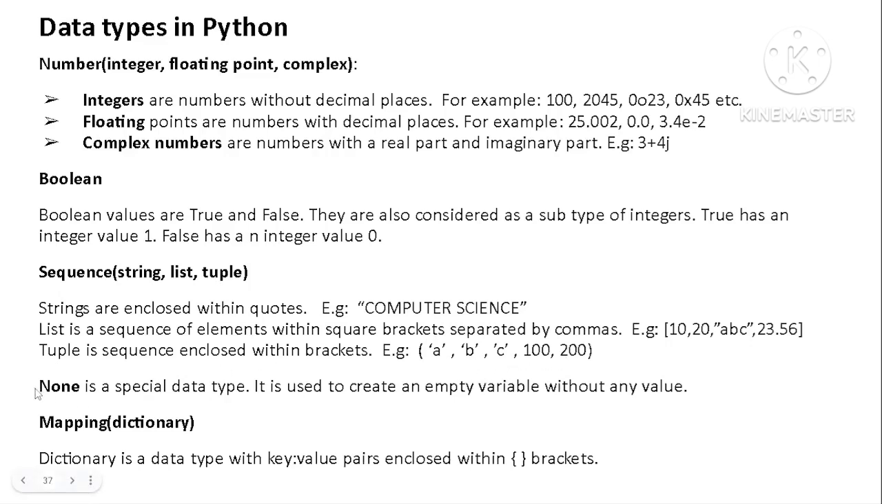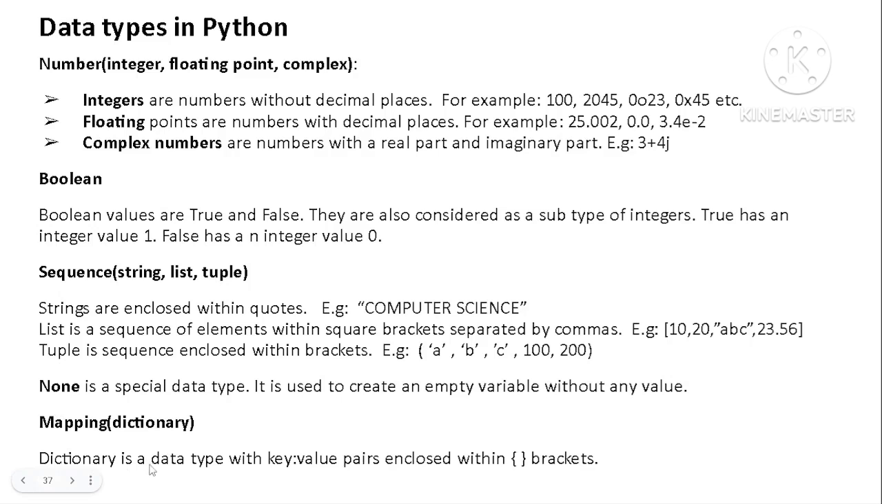What is the use of None? None is a special data type. It is used to create an empty variable. Suppose you want to create a variable x, but you don't want to assign any value to the variable now. Then you simply assign x equal to None. Remember, None is a keyword. The N should be in capital letters.